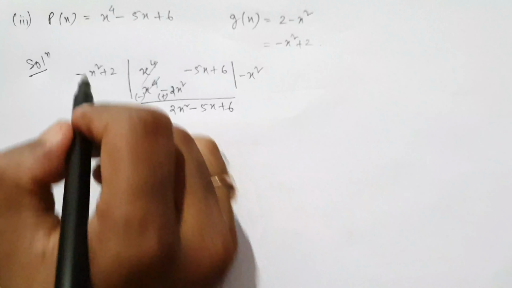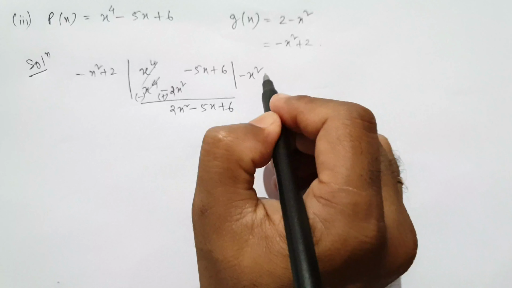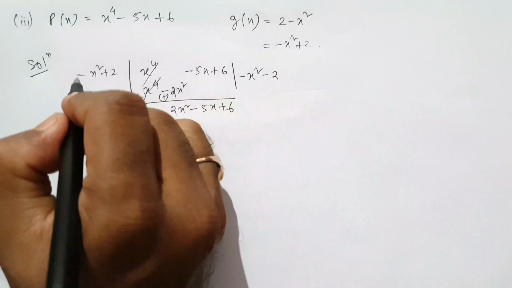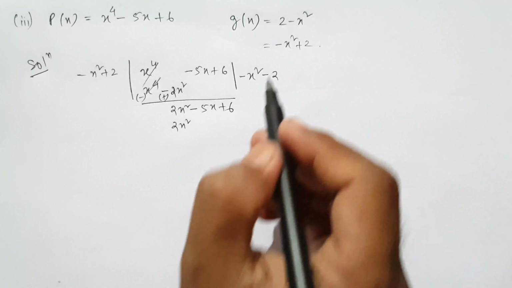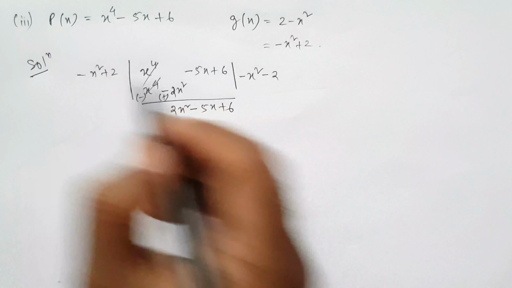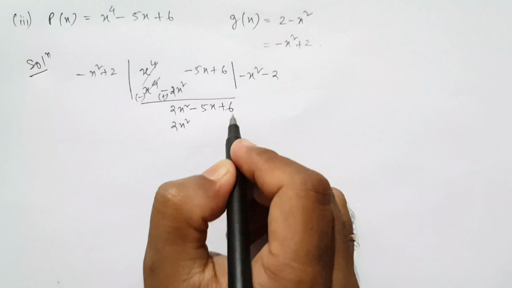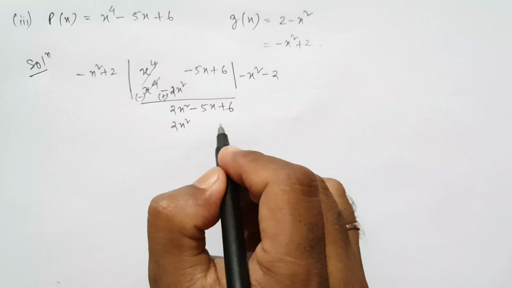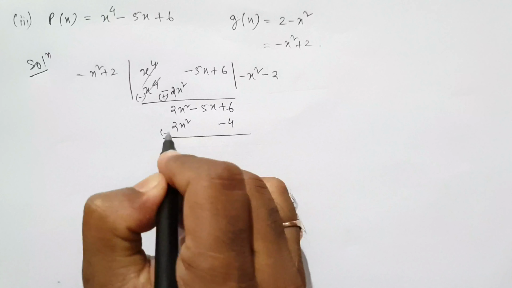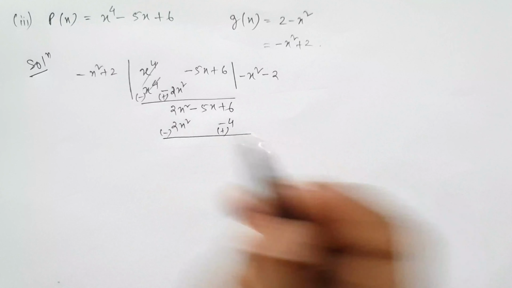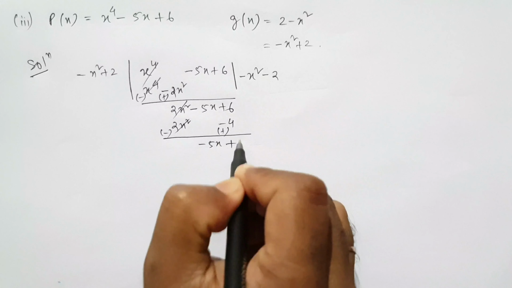Again 2x square, how many times? Minus x square, so minus x square into minus 2, minus minus plus 2 into x square, plus 2x square. So minus 2 into the remaining plus 2 is plus minus minus, and 2 2s are 4. It is minus 4. Again we'll change the symbol here. So this gets cancelled. We can write minus 5x plus 10.